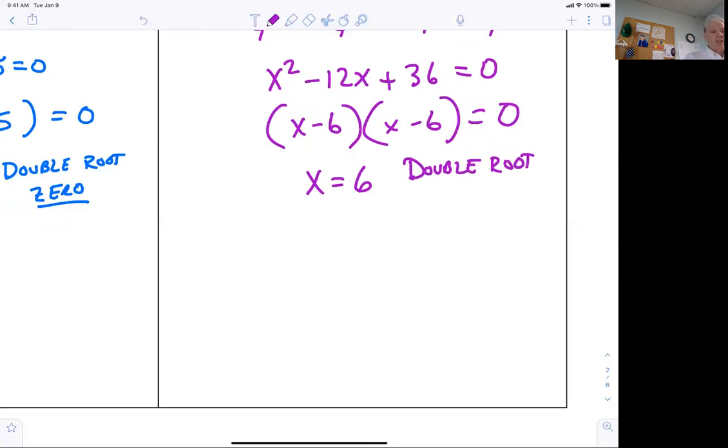So this again is called a double root. We call it a double root because this x equals 6 is the solution for both of them. All right? Now, it also is called, or the answers are also called the zeros. All right?